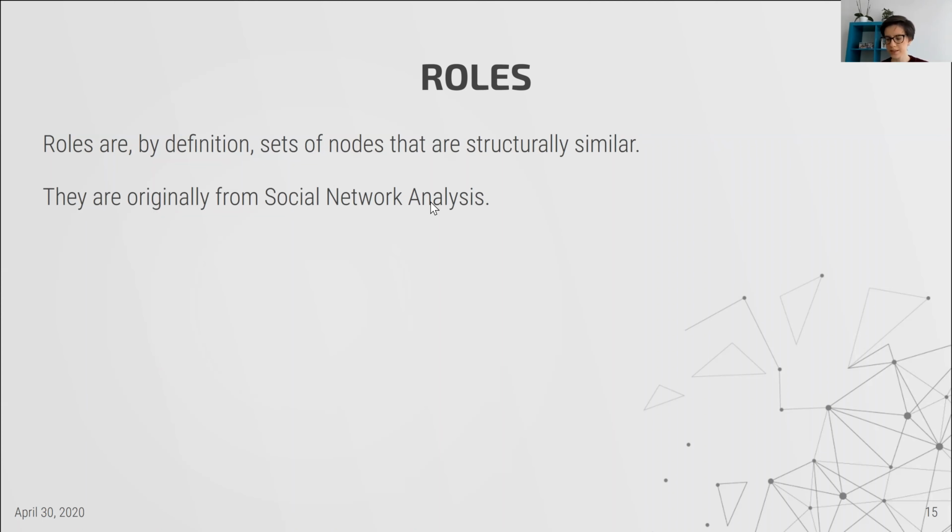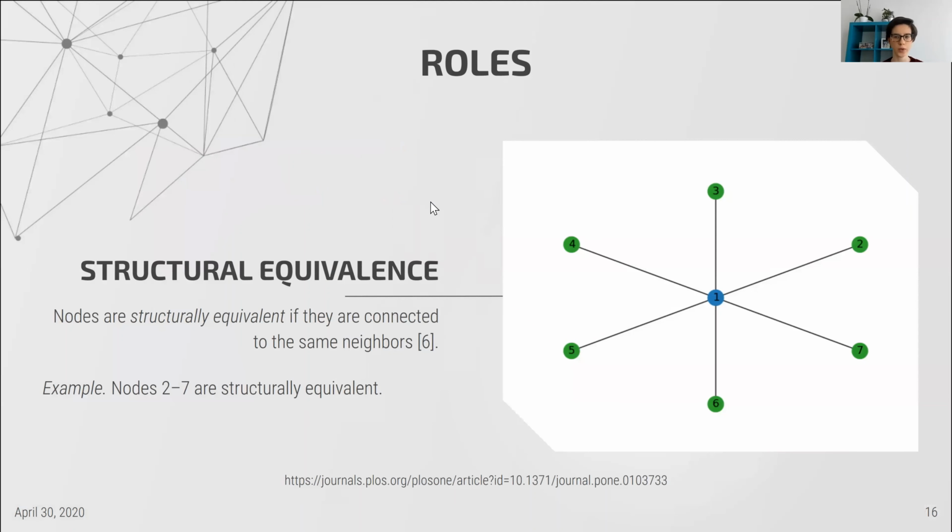But since this definition of roles that was used in the beginning is related to social sciences, we need a definition that is more general and can be transferred between different fields. And what I would like to do is use some examples to build step by step what it means for two nodes to be structurally similar. So let's start with structural equivalence.